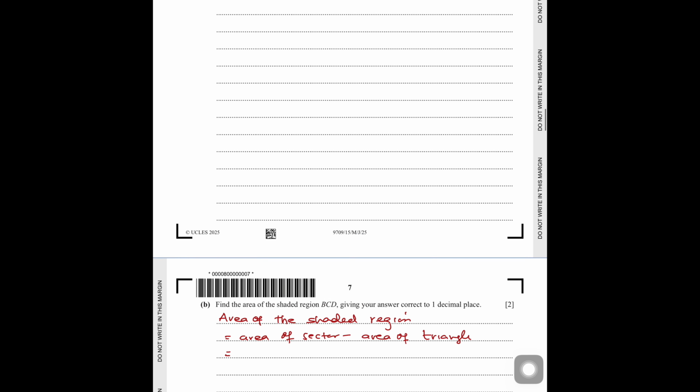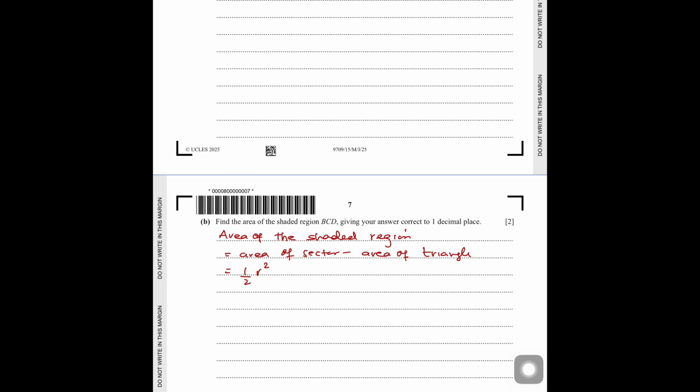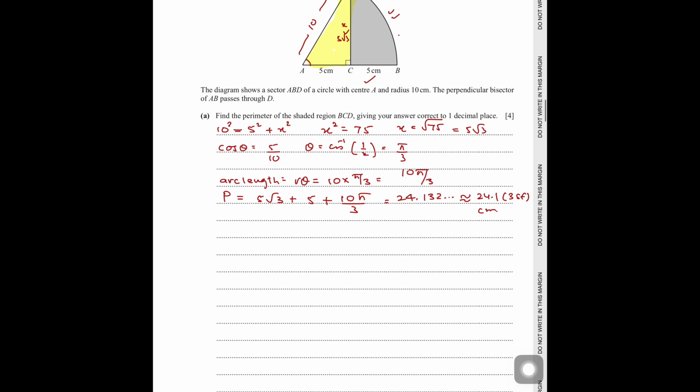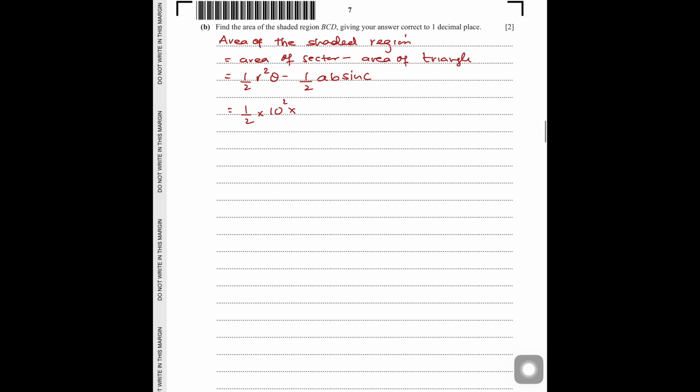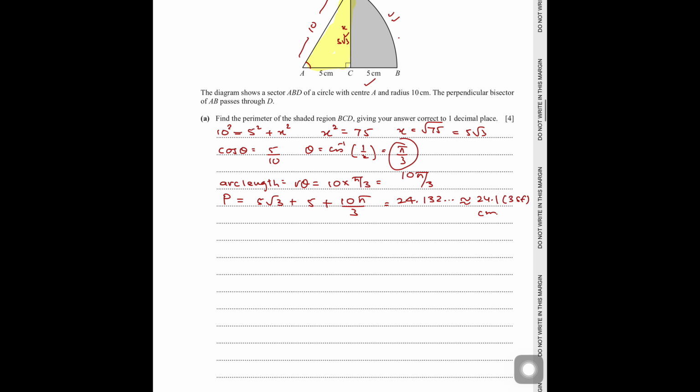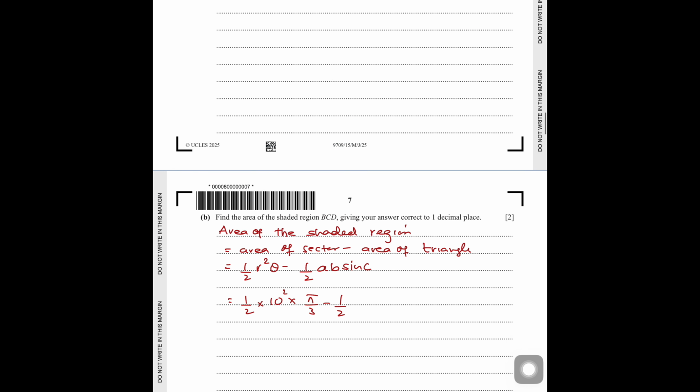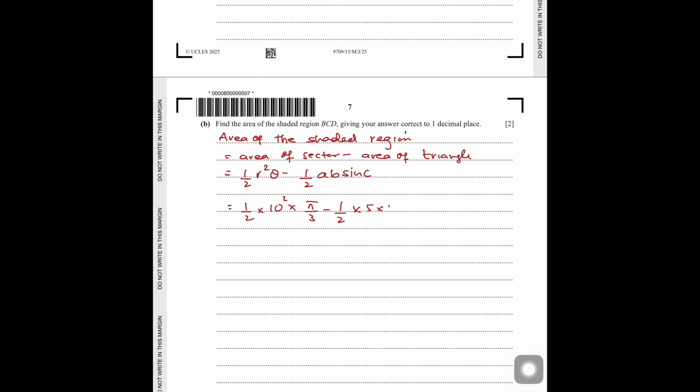Area of sector is half r squared theta. Area of triangle is half AB sine C. So half r squared, r was 10, and theta, sorry, 10 is the arc length, theta is pi over 3, minus half AB sine C. So that's A, that's B, and C is pi over 3. So half times 5 times 10 times sine of pi over 3.